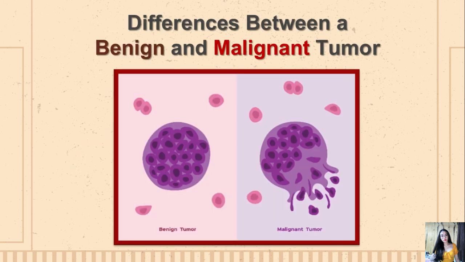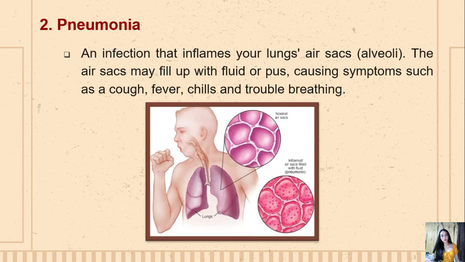Now I'm going to show you the difference between a benign tumor and a malignant tumor. In general, as you can see here on the left side, is a benign tumor. In a benign tumor, the cells are not cancerous and won't spread to other parts of the body. On the other hand, on the right side is a malignant tumor. In a malignant tumor, the cells are cancerous and can spread to other tissues and organs of the body.